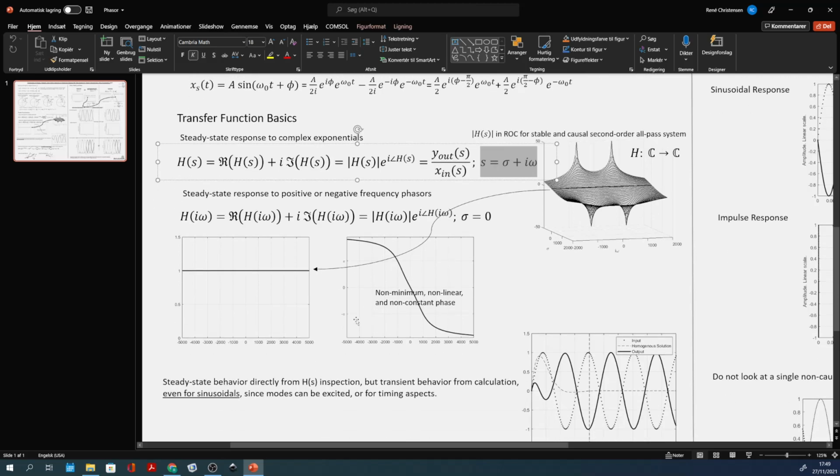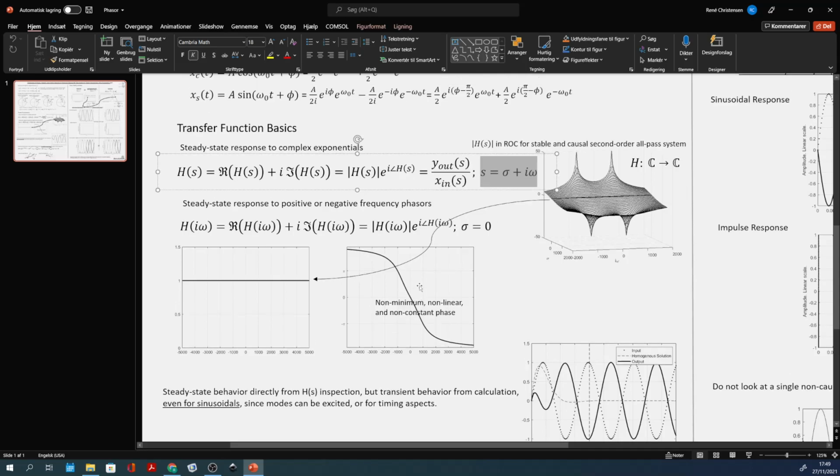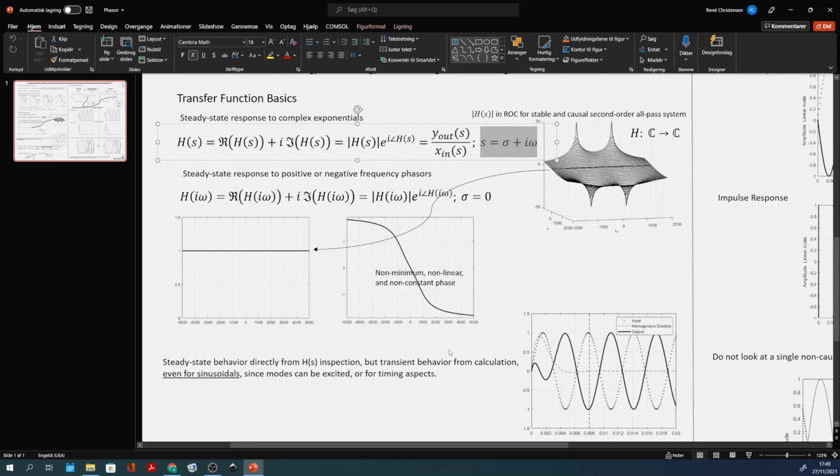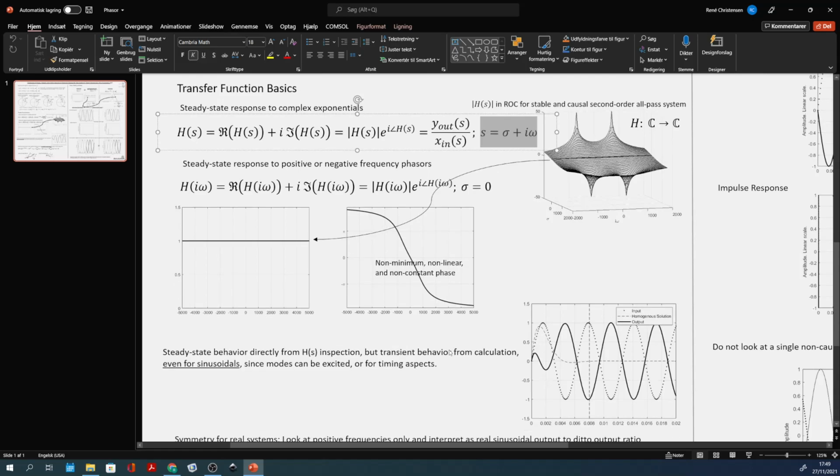And what we then do is say, when we look at what's called real systems, we have symmetry. So we can look at positive frequencies and we can see we get the same at negative frequencies. For phase, the phase is flipped, and that fits with our negative phasor in a way that what we only need to look at is, for example, the positive phasor.